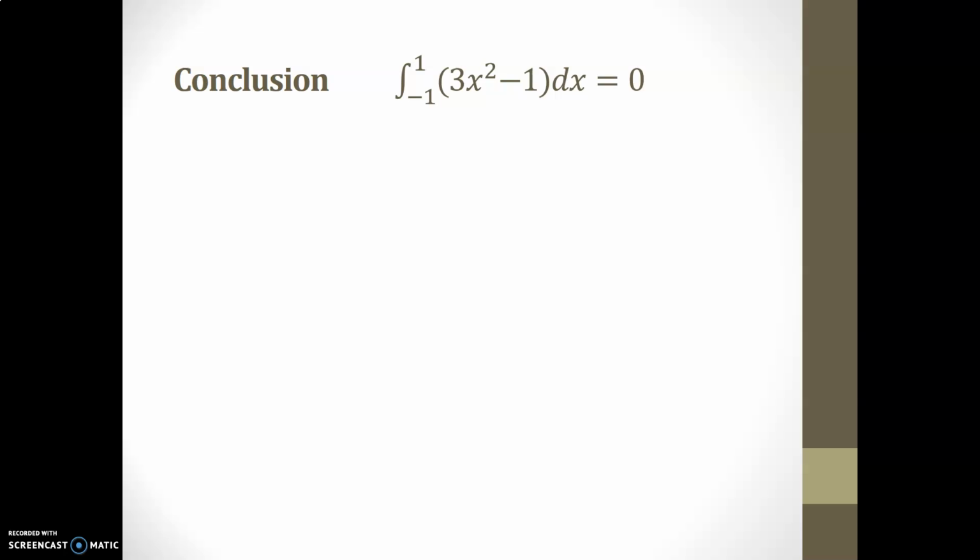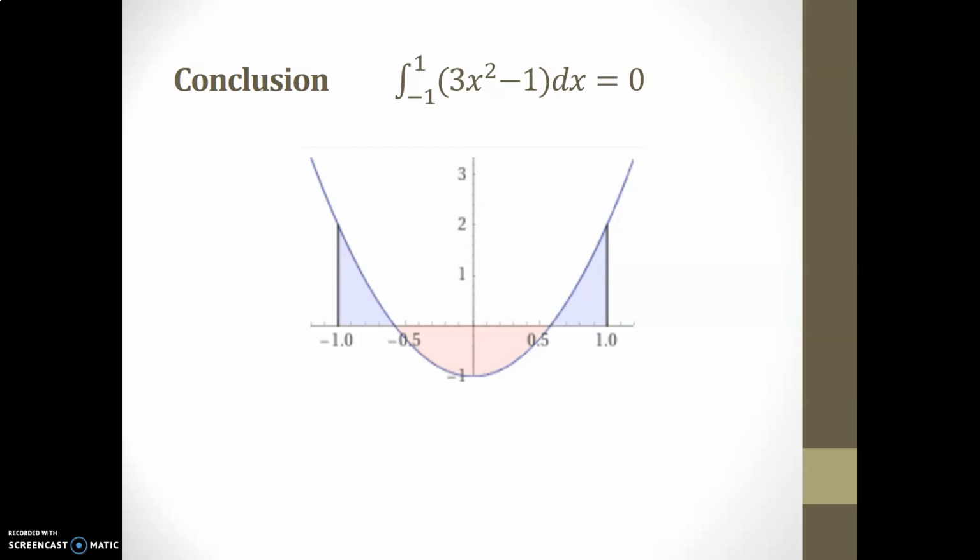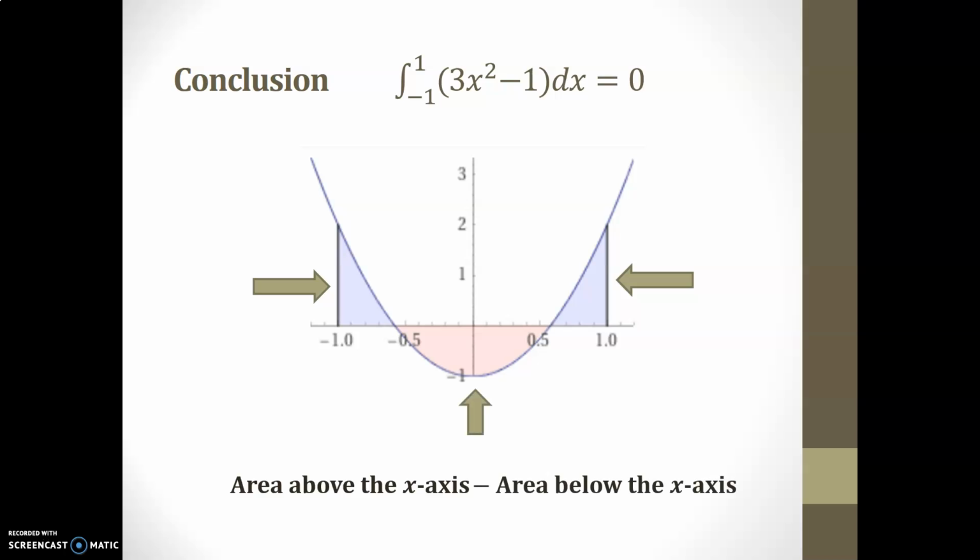The definite integral between minus 1 and 1 of the function 3x squared minus 1 is 0. The answer is not as surprising once we take a look at the graph of the function. So here is a graph of the parabola y equals 3x squared minus 1. You'll notice that there is a portion of the area that is above the x-axis, and there is a portion of the area that is below.